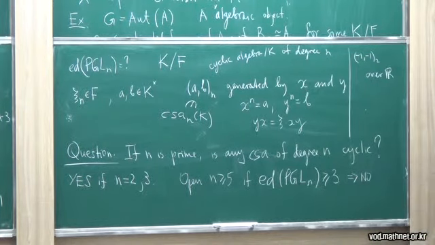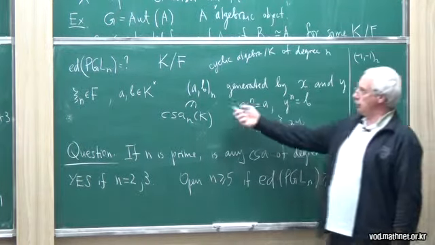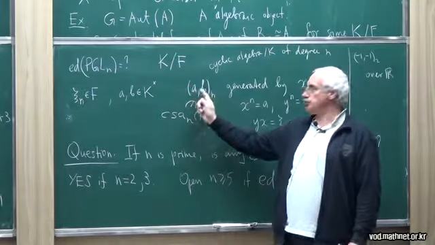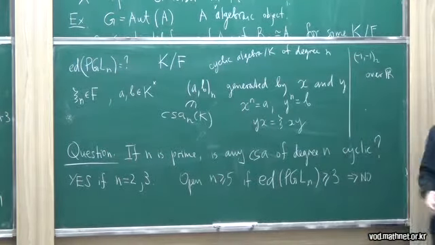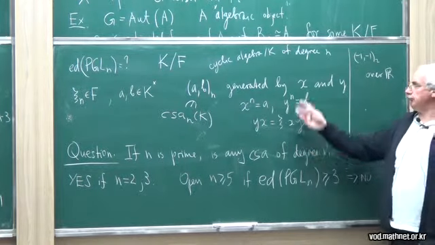Why? Because it's exactly the classification problem. The number of parameters needed to describe a cyclic algebra is 2. You need just A and B only. If essential dimension is at least 3, then not every central simple algebra is given by the cyclic algebra.